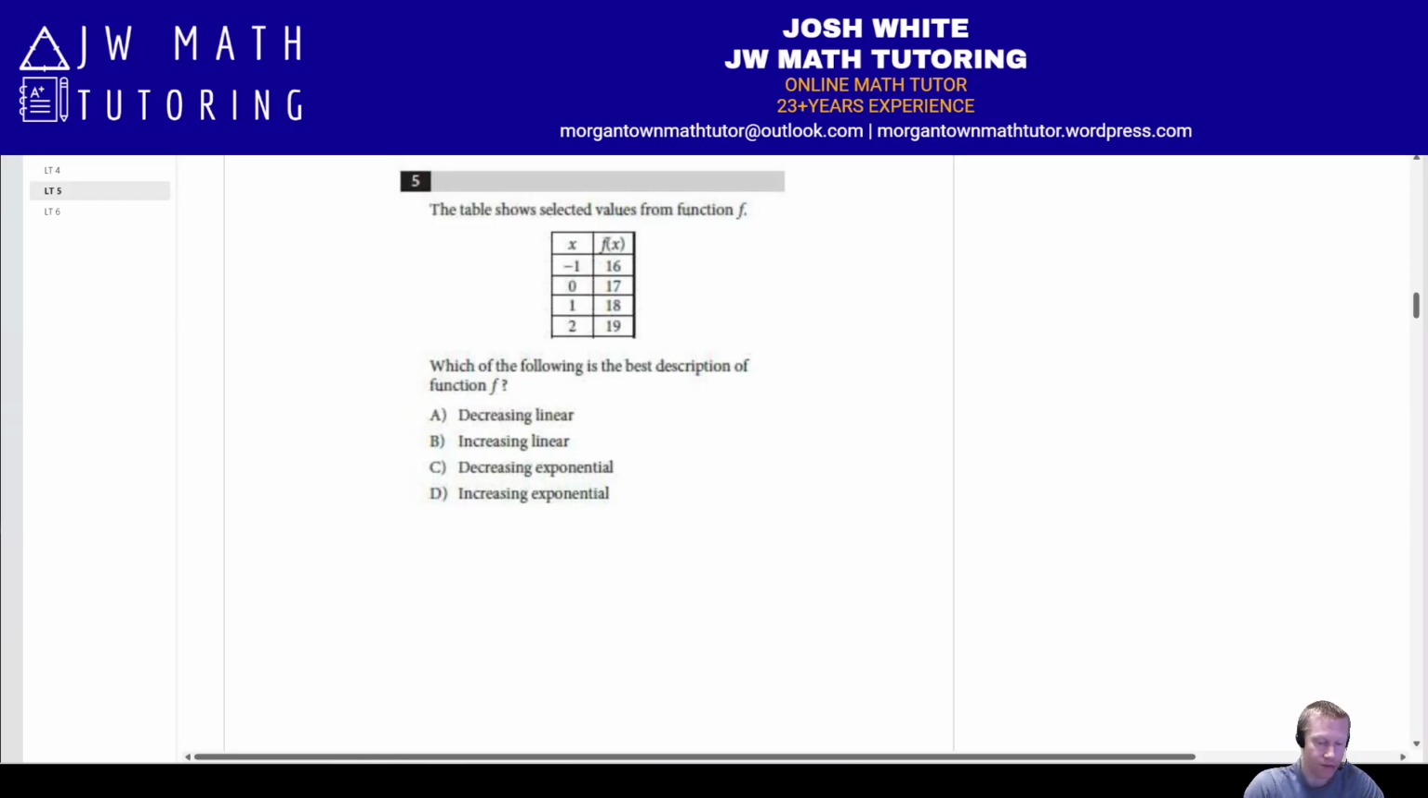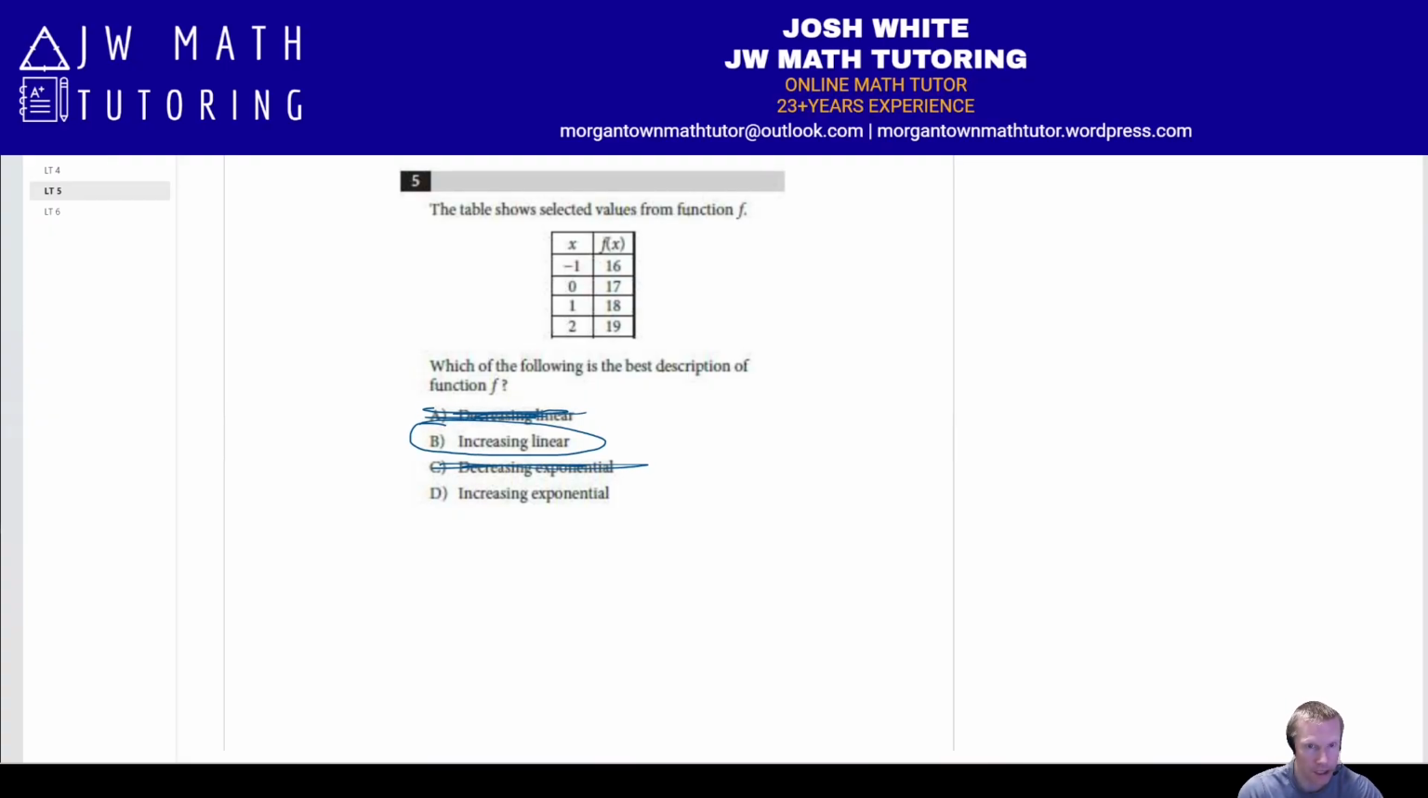Next up, question number 5. Here you have a table of values. What is the best description for this function? Well, notice as the x increases, going down the table, the y values or the f of x values increase as well. So it's obviously an increasing function, so we can get rid of the 2 decreasing options. And this one is going to be increasing linear.